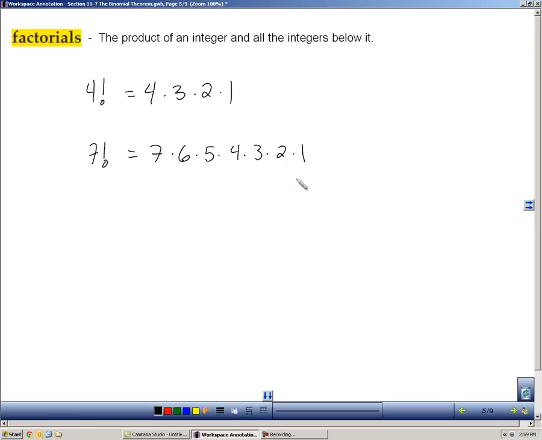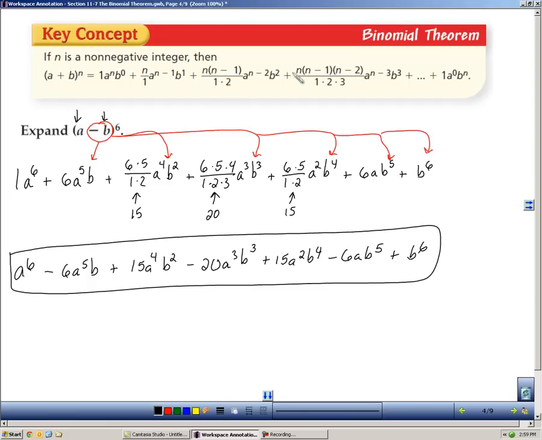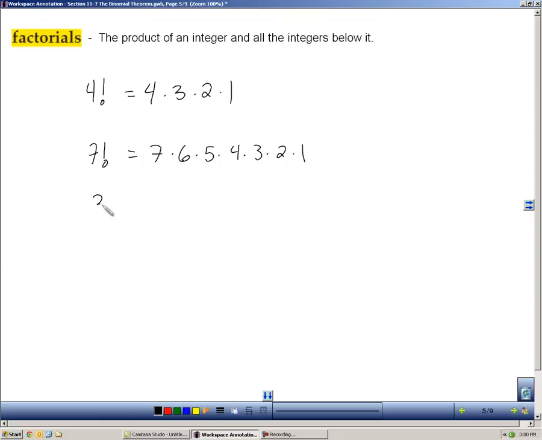Now why is that important? Because if you go back to the binomial theorem and you look here, n times n minus 1 and n minus 2, if n is a 6, then this is 6 times 5 times 4. And if you look down here, 1 times 2 times 3 is also 3 times 2 times 1. So that can be written as 3 factorial. So there are times when we are going to use factorials to rewrite parts of the binomial theorem in a smaller, more concise way.